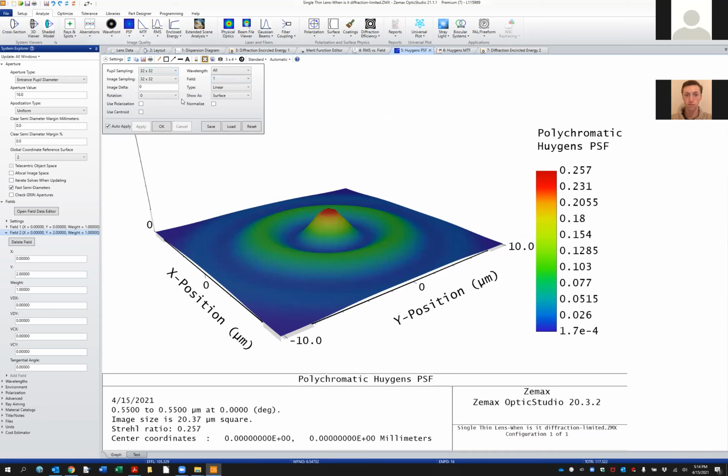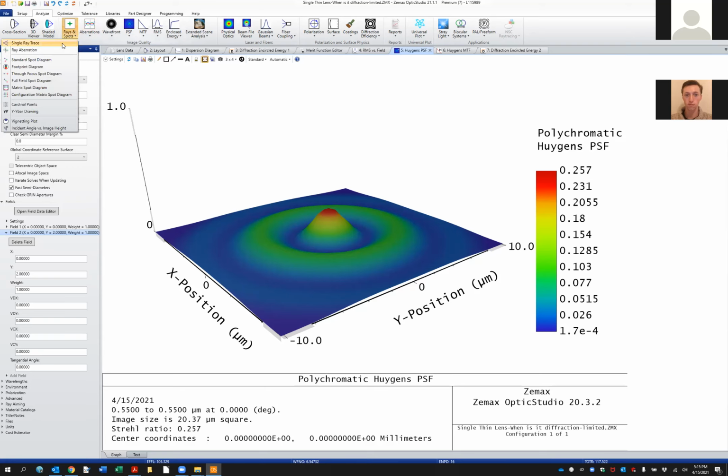Let's look at field. Why is it not letting me look at the other field? Let's just look at a spot diagram.